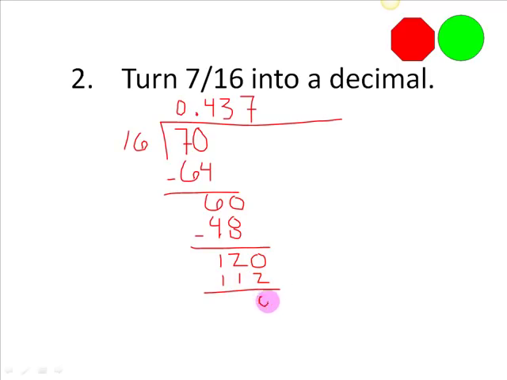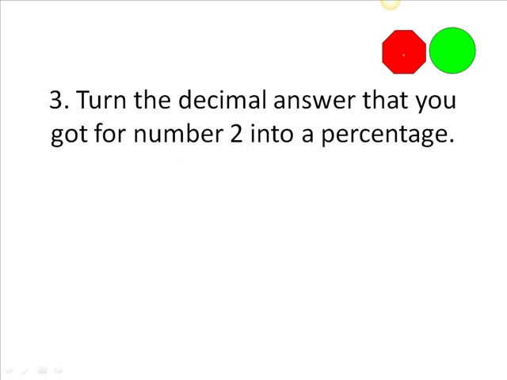That leaves me with 8 left over. I know that 16 will not go into 8, but it will go into 80 exactly 5 times. And this terminates because I now have a 0. So my answer is 0.4375. Okay, let's see how we did.